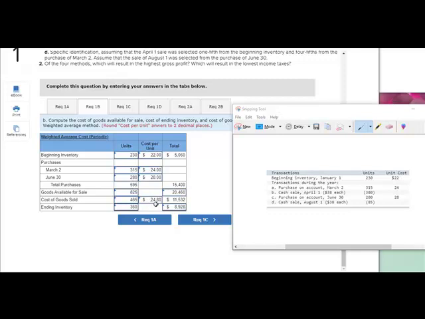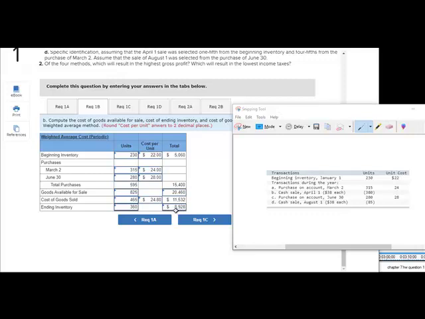So we use that weighted average cost per unit to figure out both our cost of goods sold and the cost of ending inventory. So we can multiply this average cost per unit times the number of units sold to get cost of goods sold. We can also multiply the number of units that we did not sell, these units in ending inventory, by the same average cost per unit to get the cost of ending inventory.